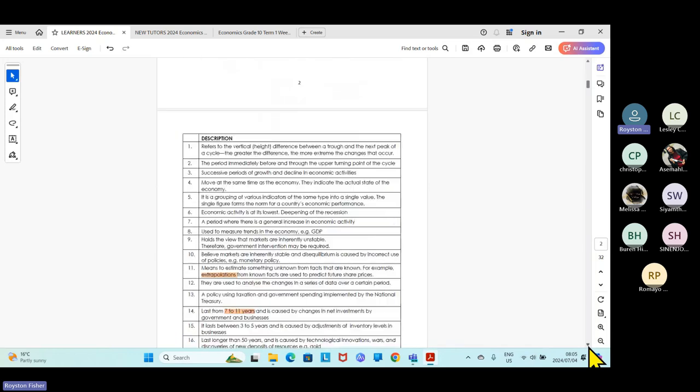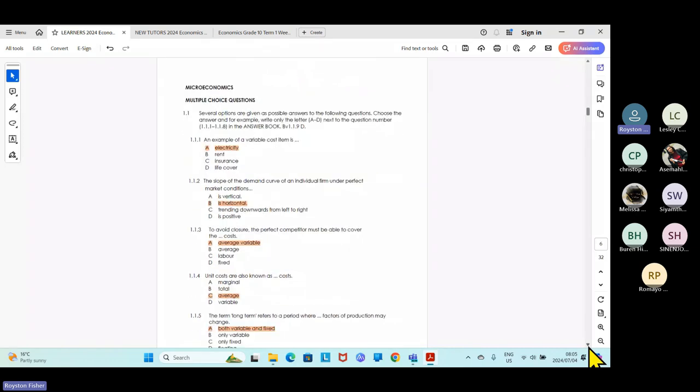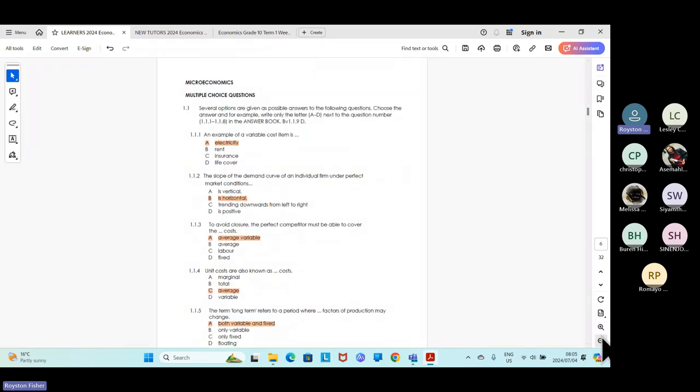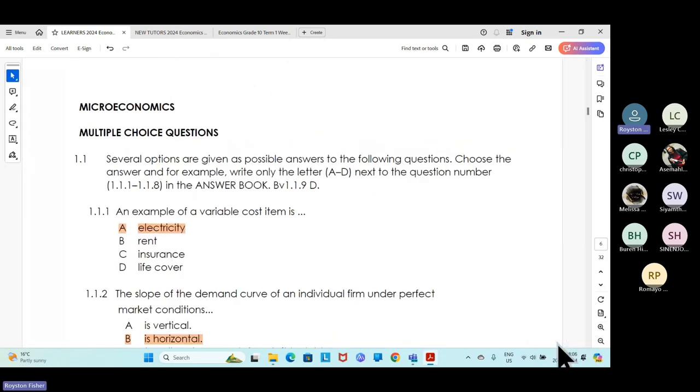And then we have of course started off with our microeconomics. So microeconomics is a paper two topic, and it will be tested in paper two. And we have done the multiple choice. And then of course, our time ran out.